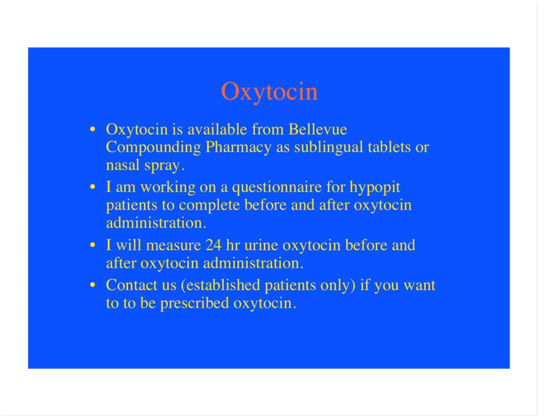The compounding pharmacy, Bellevue Compounding Pharmacy, supplies it as both sublingual tablets or nasal spray. And I'm trying to get a questionnaire for hypopituitary patients to complete before and after oxytocin administration. And we'll see if the patient improves on oxytocin. And I'd like to measure 24-hour urine oxytocin before and after oxytocin administration. And you can contact us if you are an established patient, and we can possibly give you this in the near future. If you're not an established patient, you can set up an appointment with me, and then we can evaluate you for this as well as your other pituitary hormones.